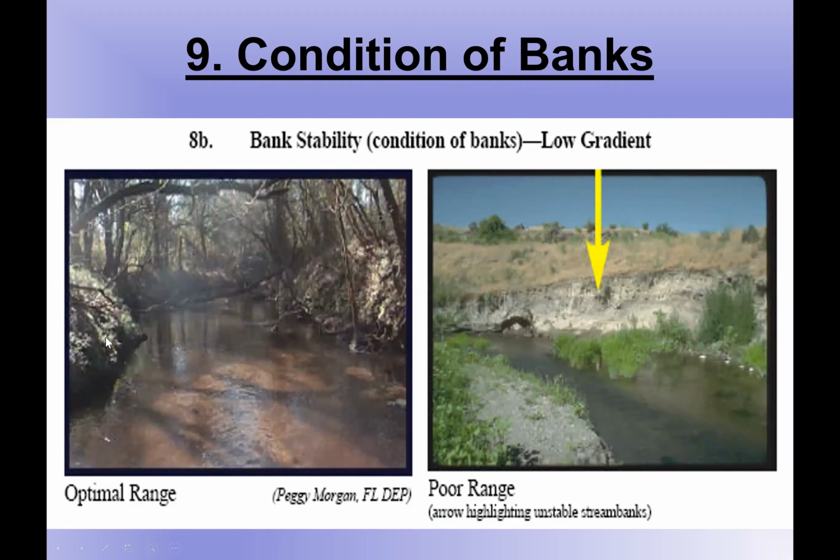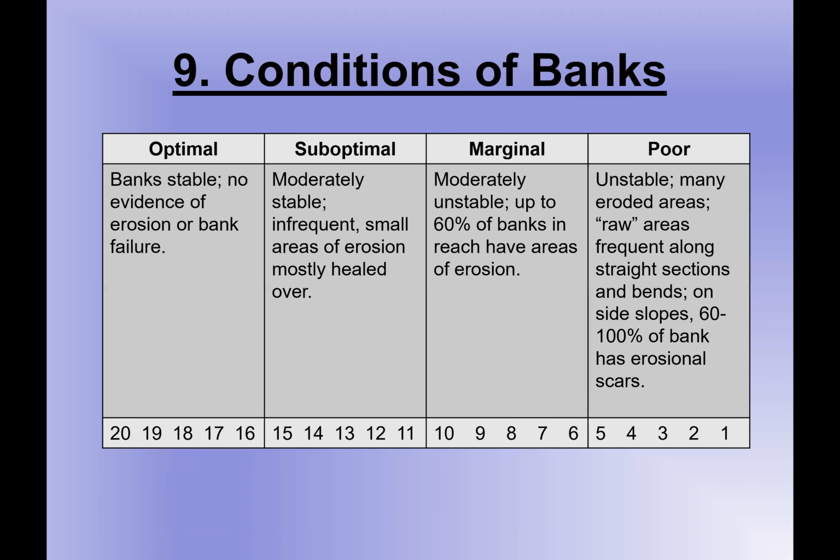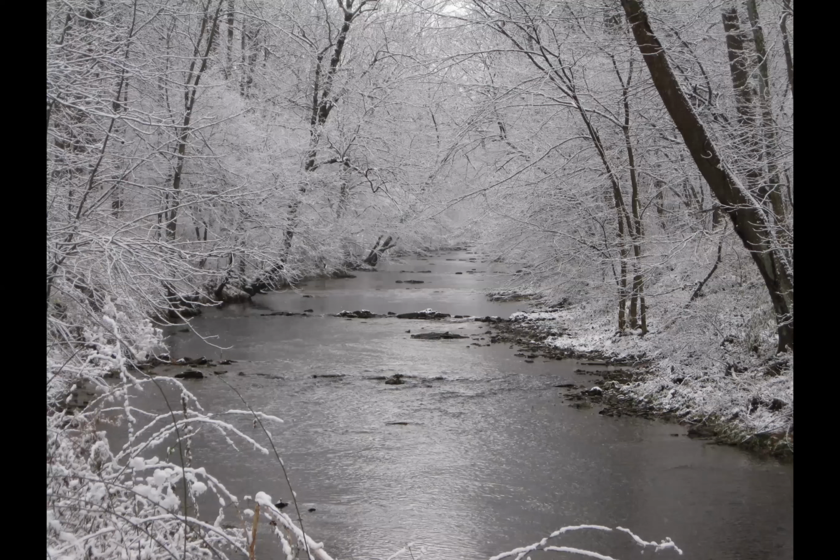I mean, yeah, these banks are high on this optimal range, but they're stable. They've got vegetation on, they're stable, they're not going anywhere, compared to something like this in the poor range, where banks are very open, bare, very easy chance to collapse in at some point. So banks are stable, no evidence of erosion. Are they moderately stable? Are they moderately unstable? And once again, grading those from left to right, from optimal to poor.